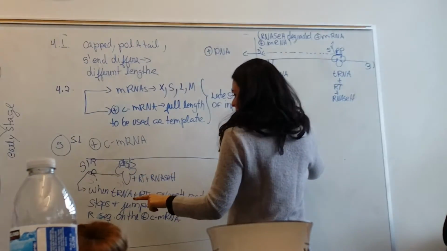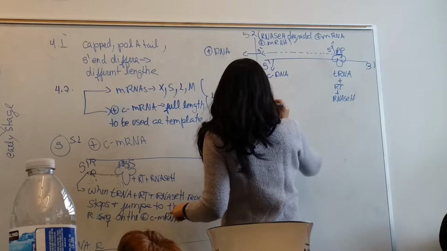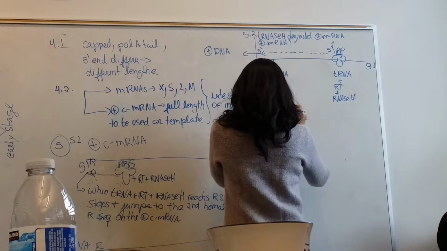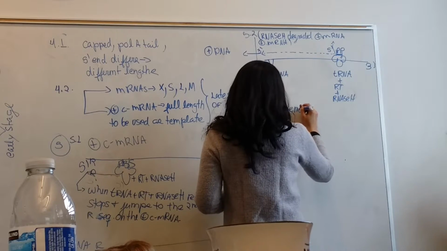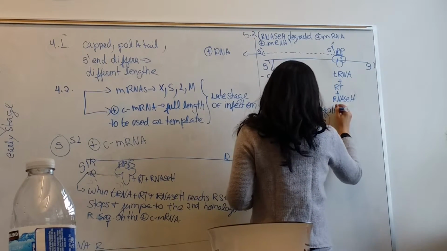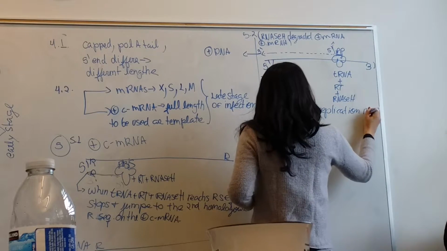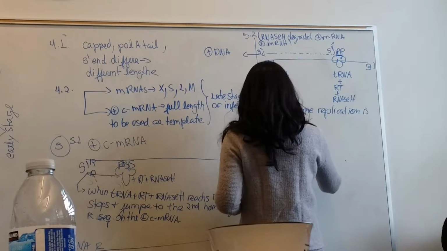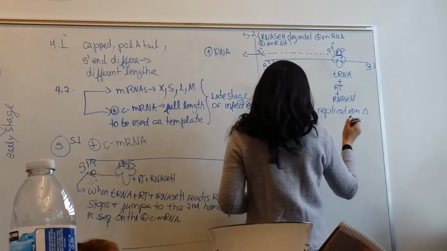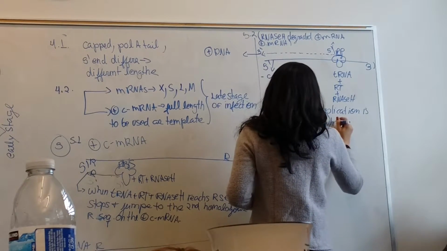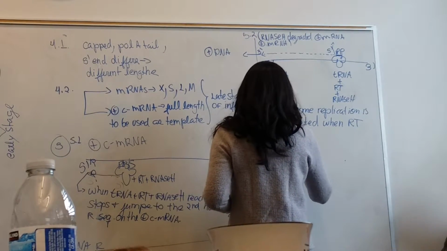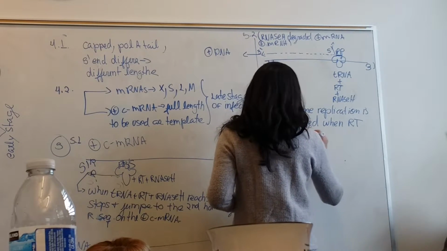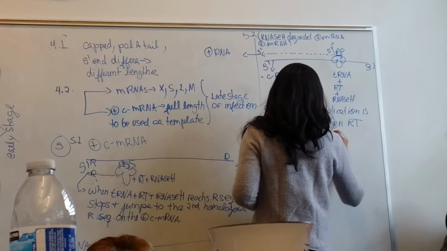All right. So then, that's 5.2, right? And then 5.3, genome replication is completed when reverse transcriptase is bound to 3' cap.